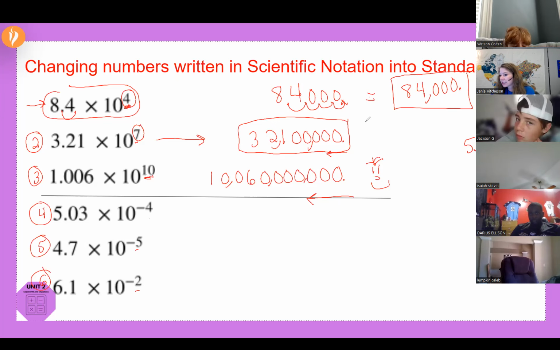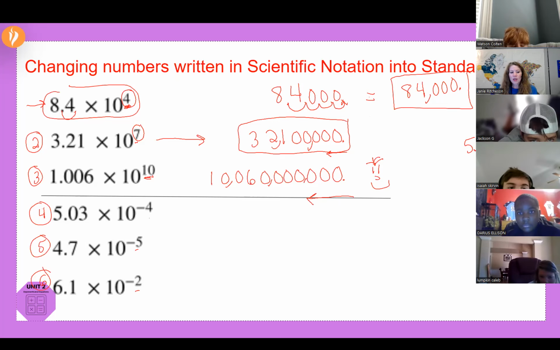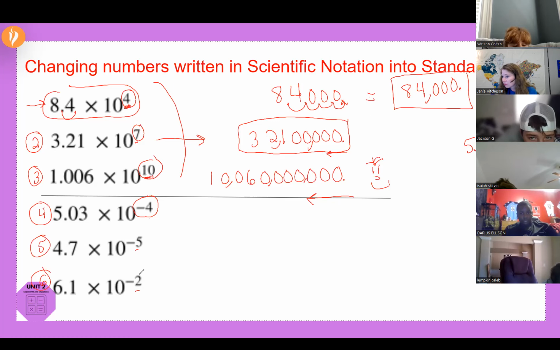Yes, Miss Thompson. Does it do the same with negative, like the -4, -5, and -2? What about it? Say it again. Does it do the same, like number 1, 2, and 3? Well, what's the difference in a positive exponent and a negative exponent? Tell me. One of them is bigger. Yeah, these are huge numbers. If it has a negative exponent, that means it's a very small number. Okay?